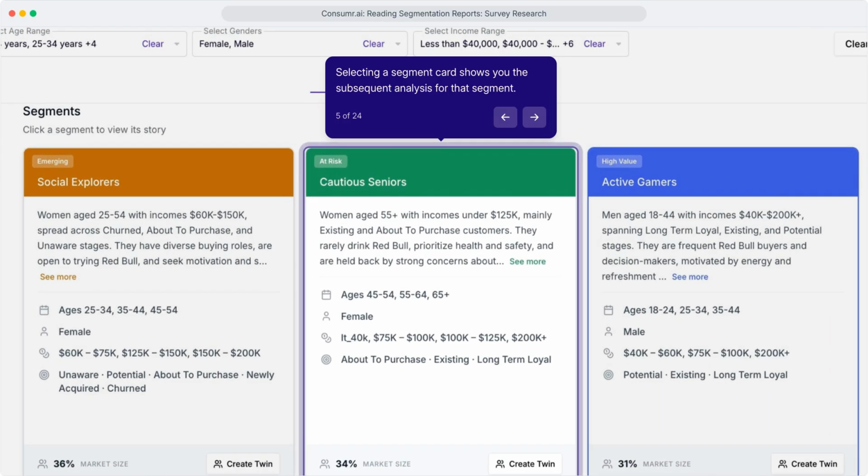Selecting a segment card shows you the subsequent analysis for that segment. What do they care about? What drives them? What frustrates them? What media do they trust? What emotional needs do they have? How big is this segment? What's their demographic profile? Now you have a complete dossier on one customer type.